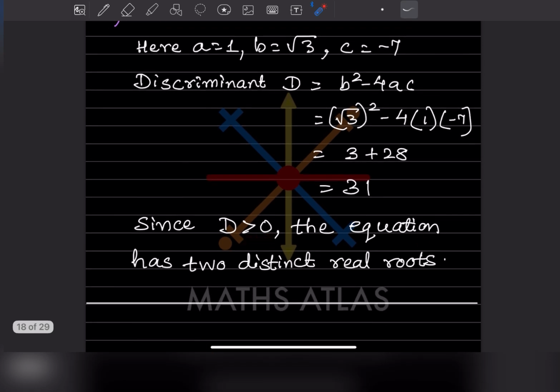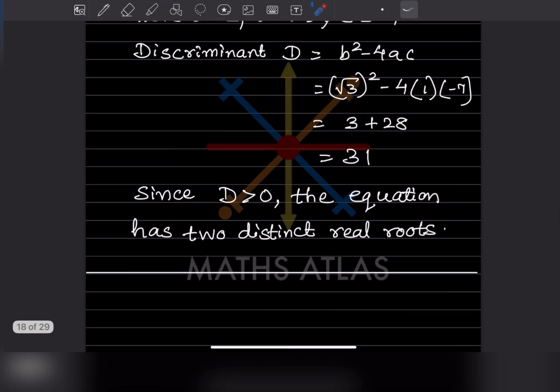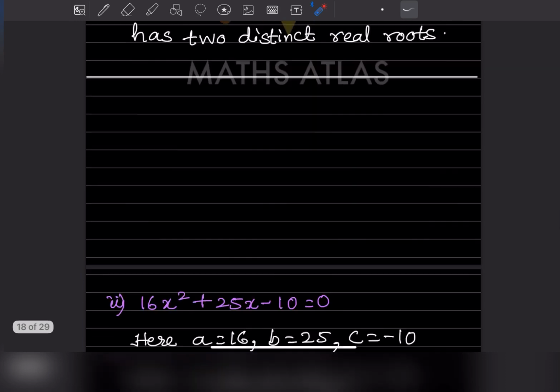As we have seen in the previous one, whenever D is greater than 0, the equation has two distinct real roots. We have to just say this as the nature of roots. So this step is important.